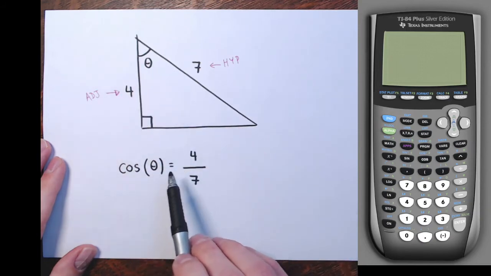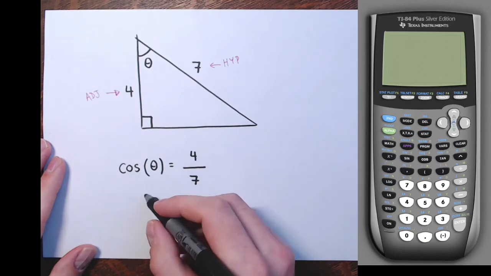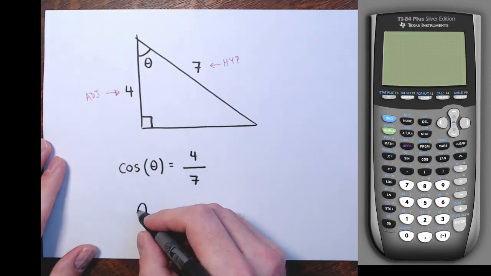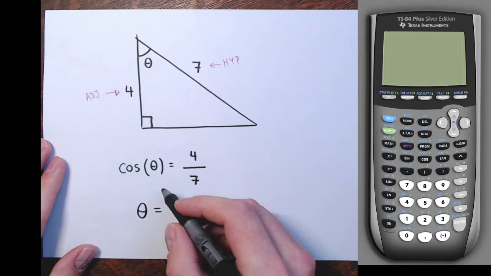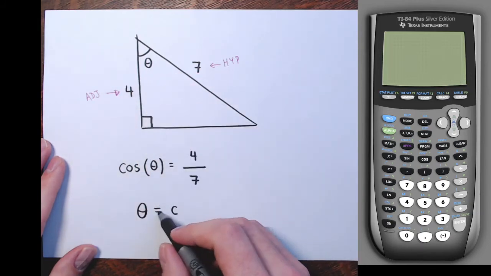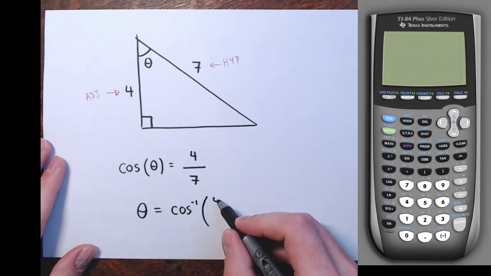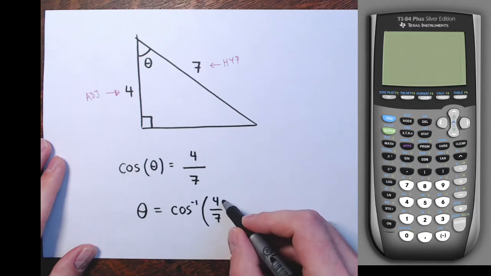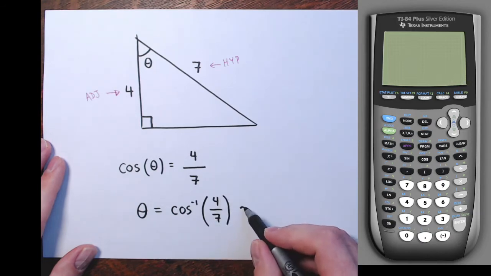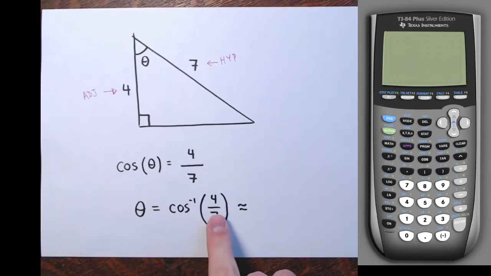So to find just that one acute solution, all I need to do here is take the inverse cosine of both sides. So one solution to this that'll fit in my triangle is theta equals the inverse cosine of 4/7. I've solved for theta. This is the measure of that angle. But now let's punch that in and get the answer in radians.